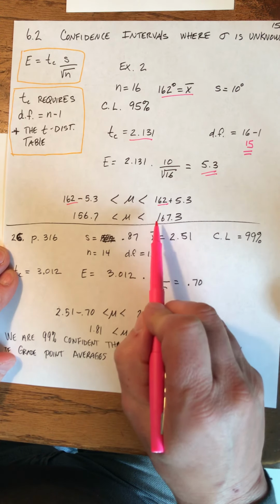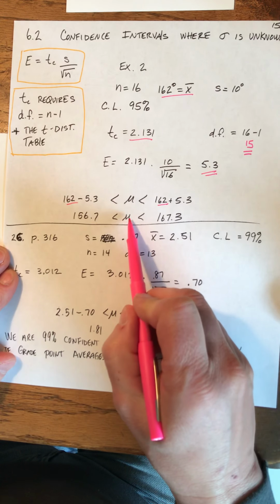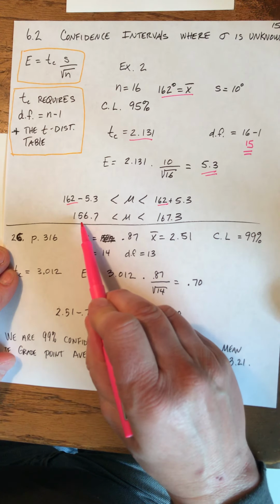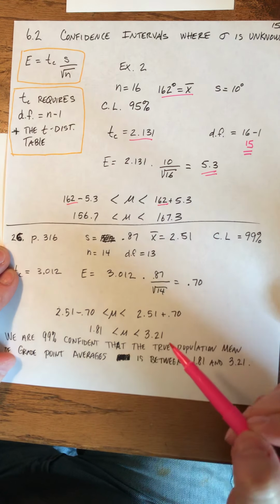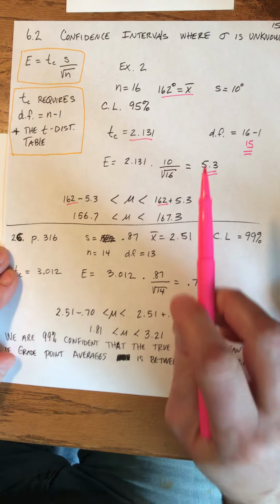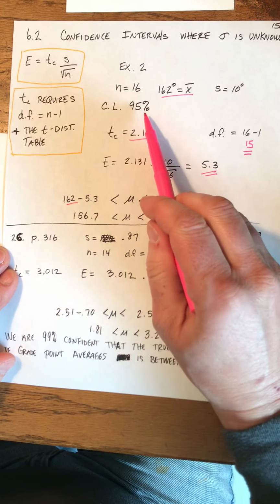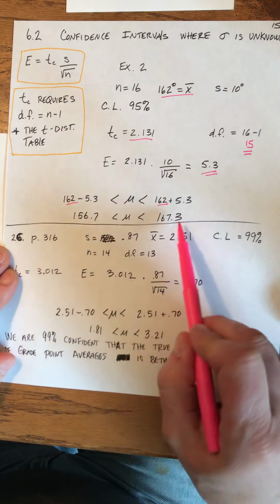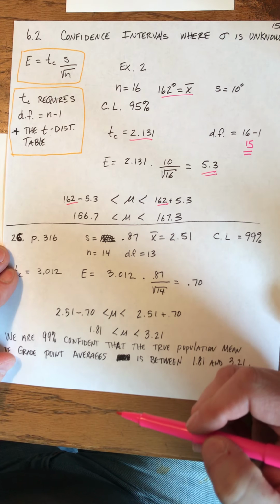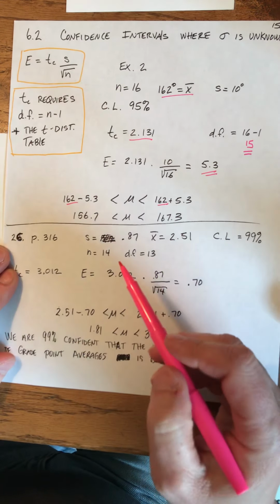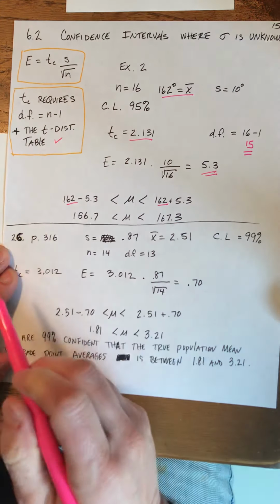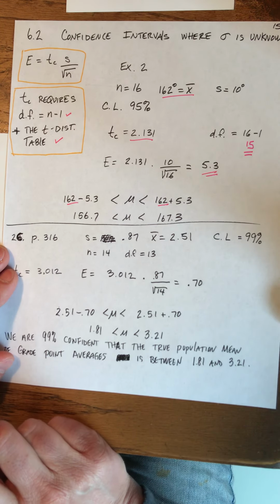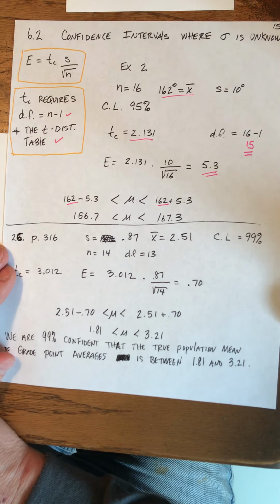What this interval says, which is going to be our statement, is that we believe the true population mean is somewhere in between 156 degrees and 167 degrees. So we're saying that we believe, and we're 95% confident, that our average cup of coffee is somewhere in between 157 degrees and 167 degrees. And this is how it works. The only difference is the t-distribution table, using this degrees of freedom, and using this formula for E rather than the one we were using in section 1.